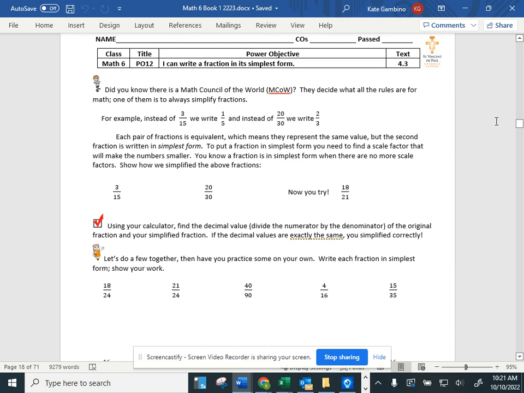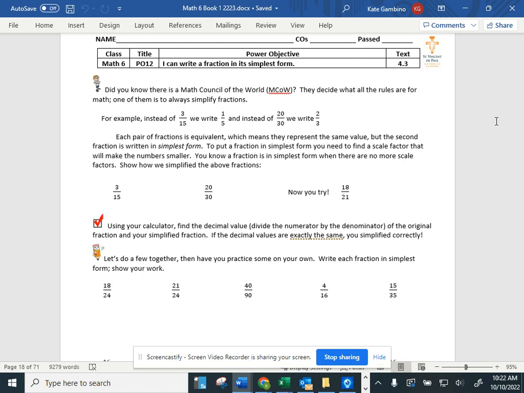Good morning. We are continuing to work with our fractions today. We started off Unit 2 last week with the equivalent fractions. Today we are working on PO12. PO, so it's a power objective. It's one that we have to pass. I can write a fraction in its simplest form.